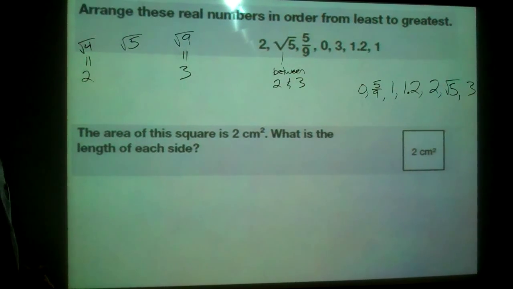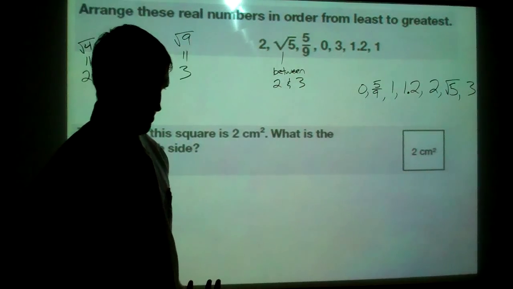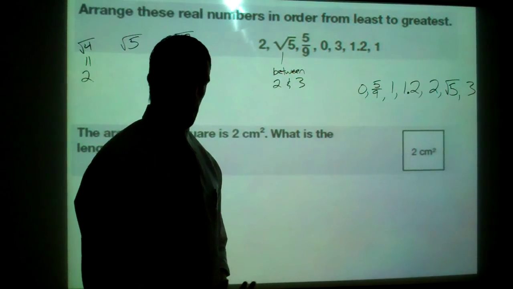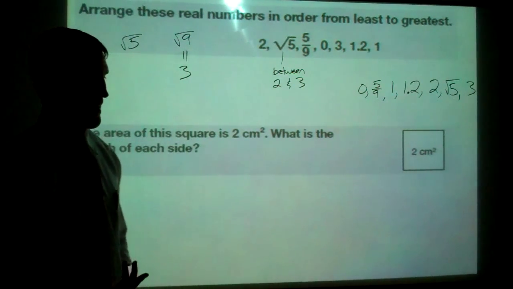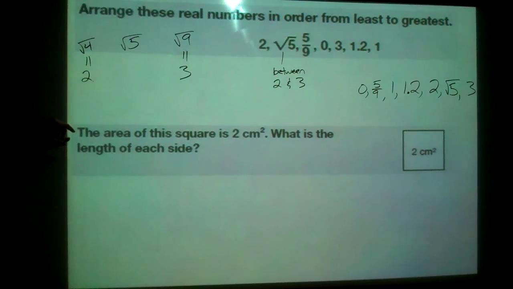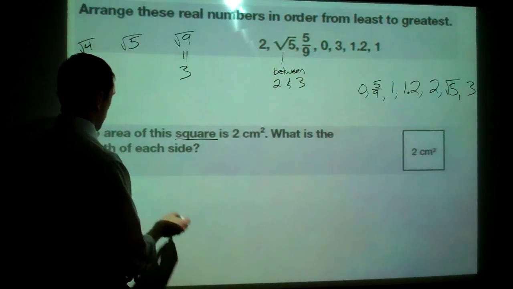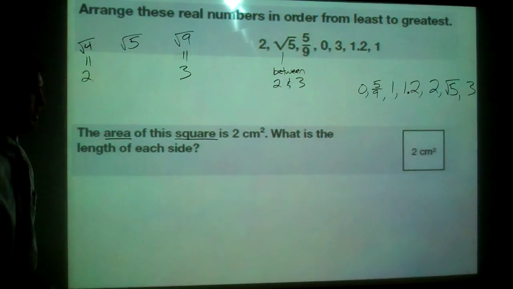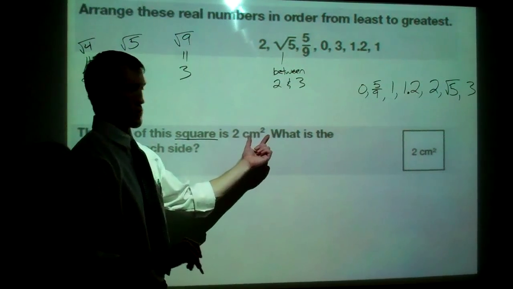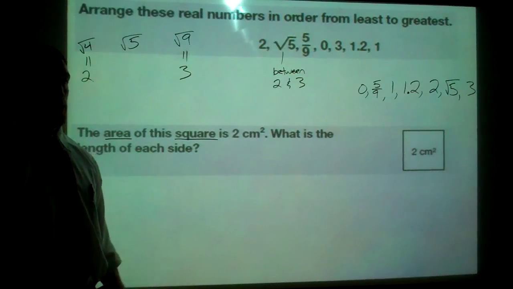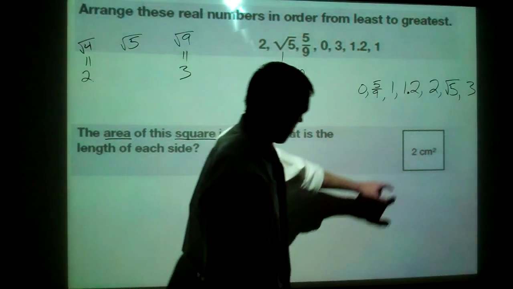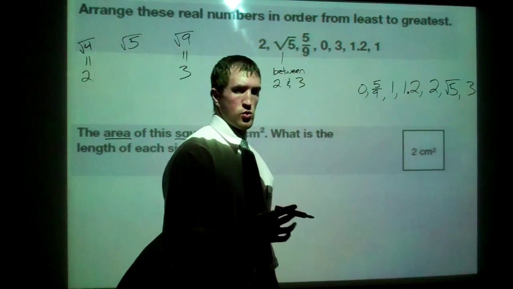Now, this is how we really want to think about how to solve for something a little bit outside of the box here. The area of this square is 2 centimeters squared. What is the length of each side? Okay, first thing we know, this is a square, and we're dealing with area. What should have gave that away is our units are squared, but they also said that we're dealing with area. So, I know the area of this thing is 2 centimeters squared.